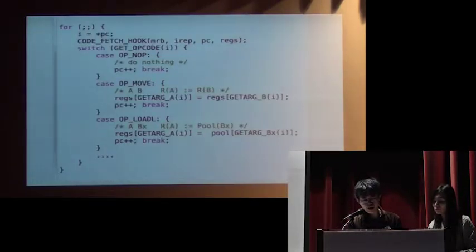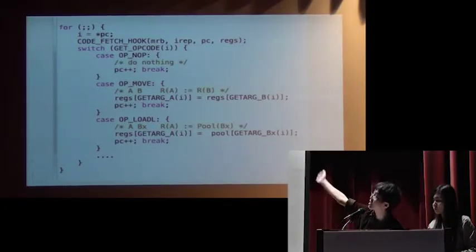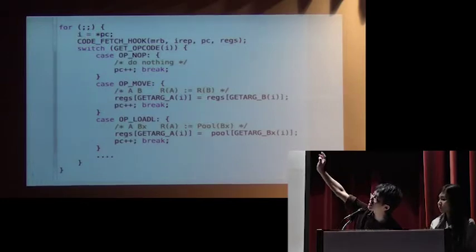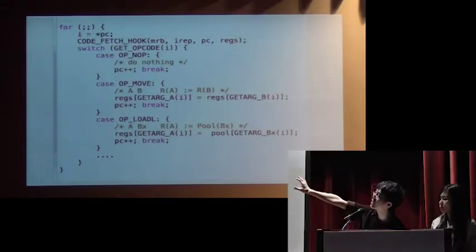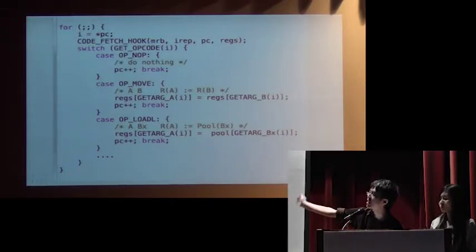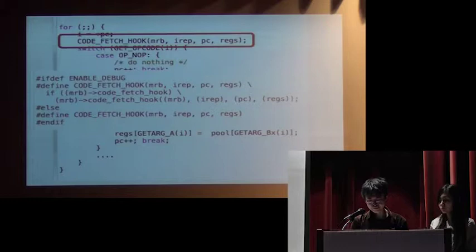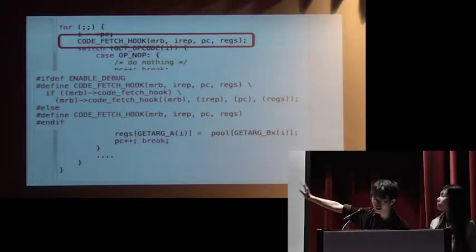The function is implemented using macros, but the code is like this. There is a large for loop. The outermost is a for loop and a case statement: OP_NOP, OP_MOVE, OP_LOADL, and so on. And this is the code fetch hook macro. The macro definition is like this.